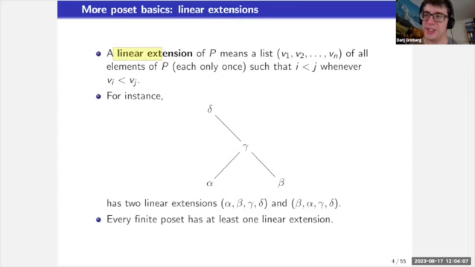The notion of a linear extension is well known, but just to make the notation concrete, for me, a linear extension of my poset P is a list that contains every element exactly once. And if Vi is less than Vj, then i is less than j. So a smaller element cannot appear further right than a larger element.